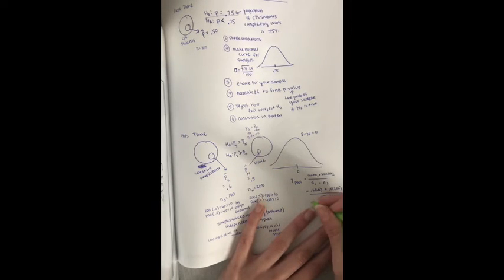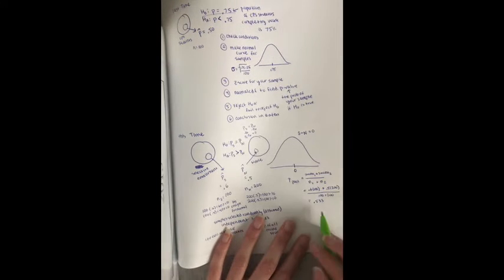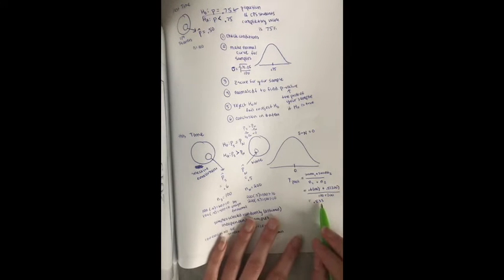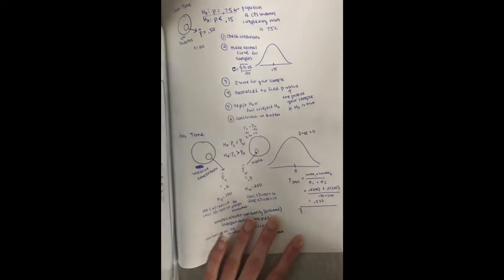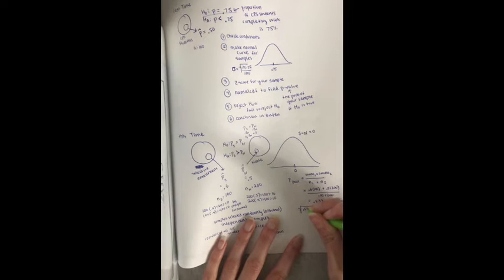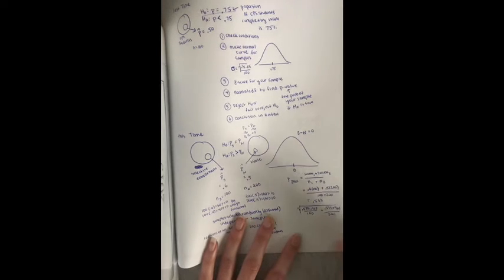Which is 0.533. So we have this p pooled, and that becomes the number that we use for our standard deviation, except we have 2 different n's. So now what we have to do is do one for each n. So 0.533 times 0.467 all over 100 plus 0.533 times 0.467 all over 200. And this is our standard error.